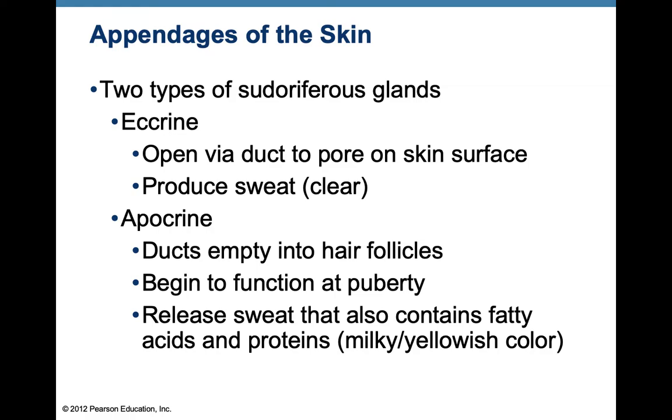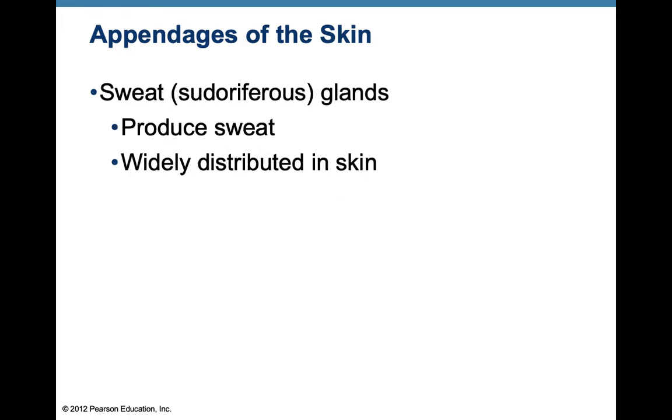The eccrine glands open to pores on the surface. So the eccrine glands produce sweat, which is clear. The apocrine glands have ducts that empty directly into the hair follicles. This begins to function at puberty. They release sweat that also contains fatty acids and proteins.